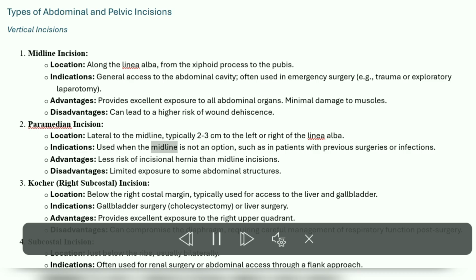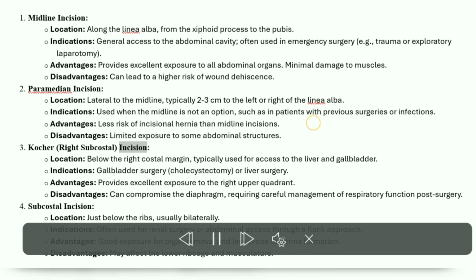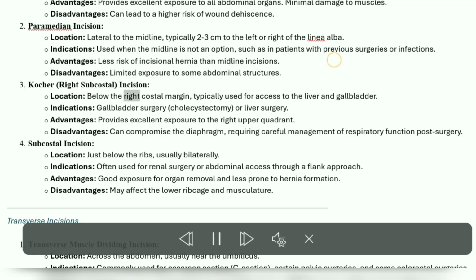Indications, used when the midline is not an option, such as in patients with previous surgeries or infections. Advantages, less risk of incisional hernia than midline incisions. Disadvantages, limited exposure to some abdominal structures. Kocher, right subcostal, incision. Location, below the right costal margin, typically used for access to the liver and gallbladder.